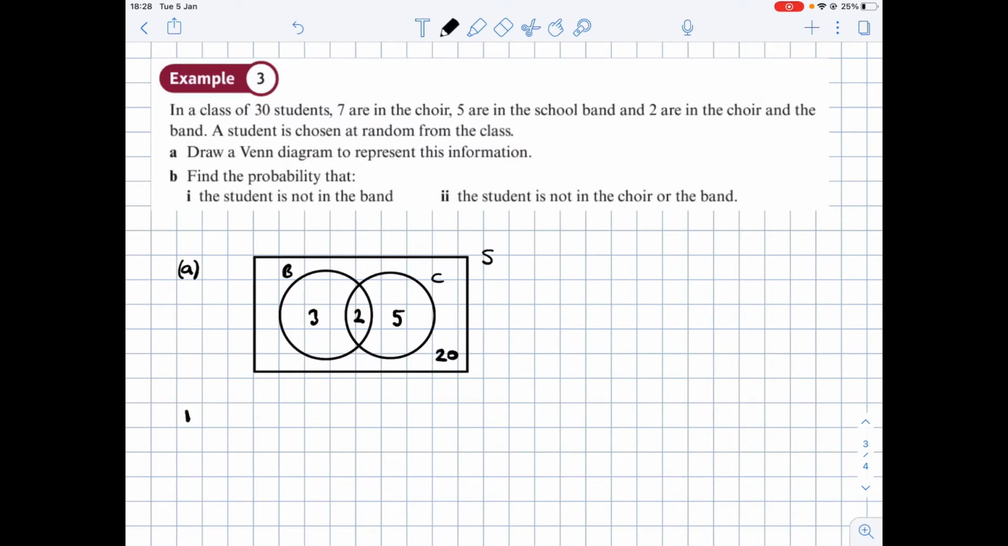So now we have our diagram drawn, we can move on to answer the questions. So for part B, part 1, the probability that the student is not in the band, which could also be written as the probability of B dash. Well, at this point, you could think of everything in the band, and not, that is everything not shaded in here. So the 5 and the 20 giving us 25 over 30, which simplifies to 5 over 6.